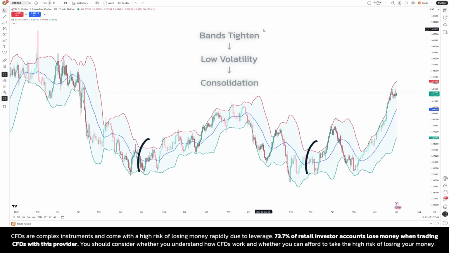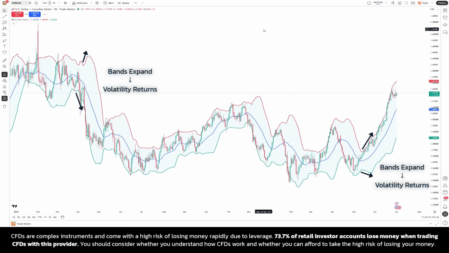When the bands tighten, it can indicate a lower volatility phase where price is consolidating. That does not predict the next direction, but it can warn that the market is becoming quieter. When the bands begin to expand again, it suggests volatility is returning and price may be starting to move with more force.